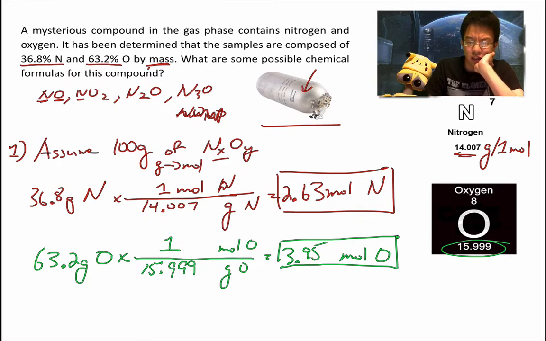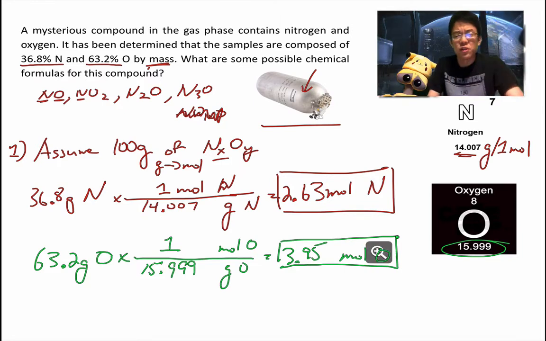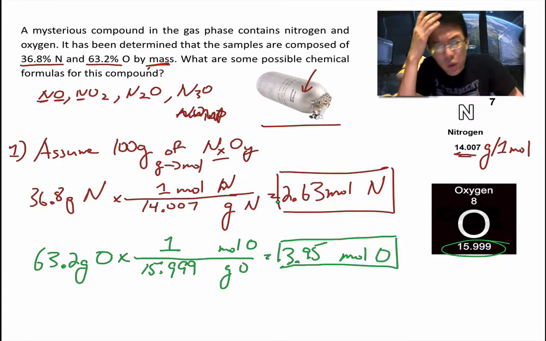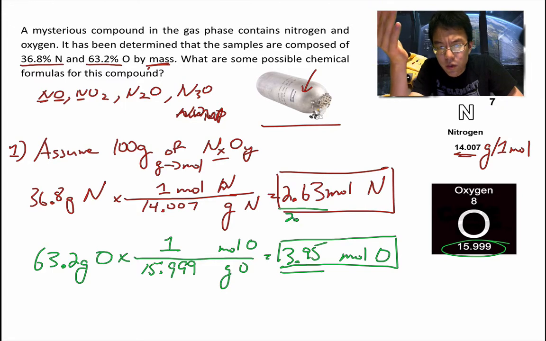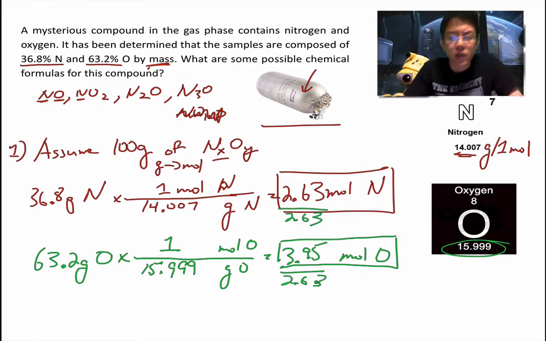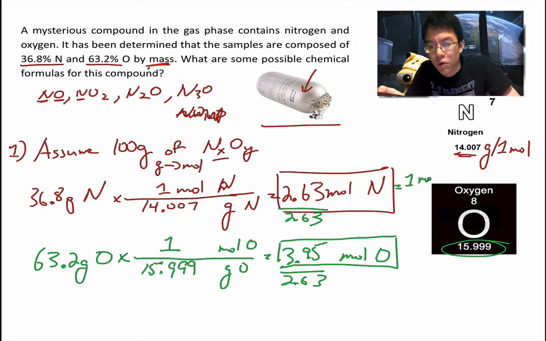So I'm not done yet because there's all these decimals, and I don't really like decimals. I would like a neater ratio. So I'm going to divide both by the smallest number to get a smaller ratio. So I'm going to divide both by 2.63. If I do that, I get 2.63 divided by 2.63. Well, that's just like 1 mole of nitrogen. And if I do 3.95 divided by 2.63, I get 1.5 moles of oxygen.